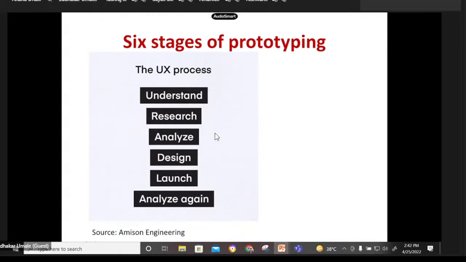The next question is how to apply all stages to your project. And the first stage is understand. This understanding is very important from the customer point of view.